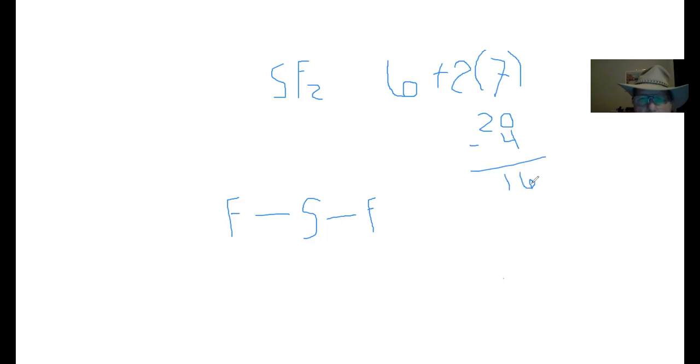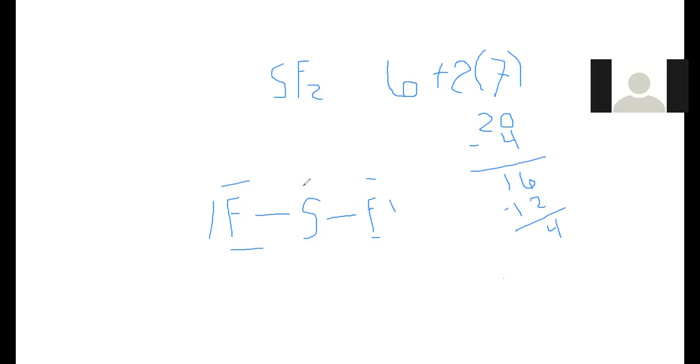Where do my next electrons go? Around the fluorines. Fluorine has 2, needs 6 more. 2, 4, 6. Undo. Thank you. 2, 4, 6, 8, 10, 12. I have 4 left. Somebody, where do they go? Around the sulfur. Okay.